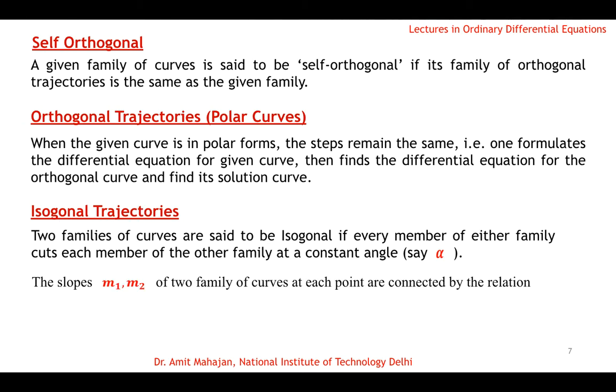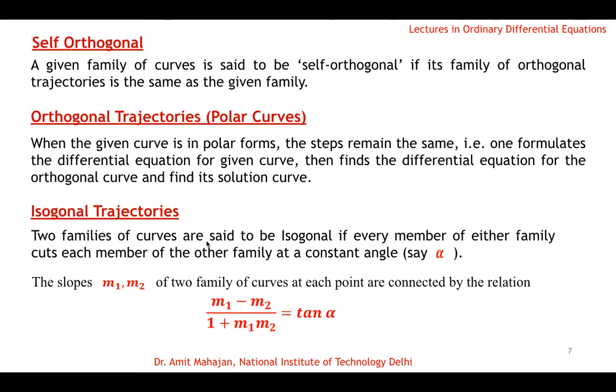If m1 and m2 are the slopes of the two families of curves at each point, then they are connected by this relation: (m1 minus m2) over (1 plus m1 m2) is tan alpha. If they are orthogonal, that means alpha is 90 degrees, then obviously the denominator becomes 0, so m1 m2 becomes minus 1. That relation we used in the previous examples. But if they are isogonal trajectories, then for any alpha this relation is true. So the method remains the same for isogonal also.